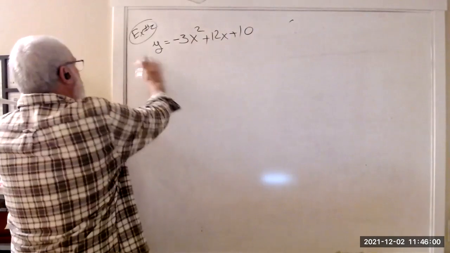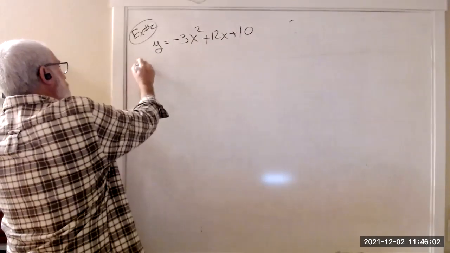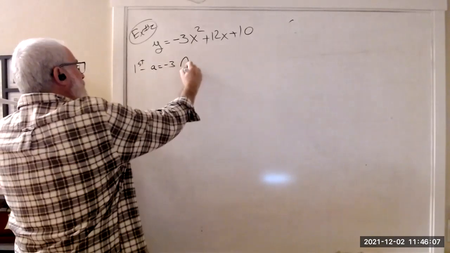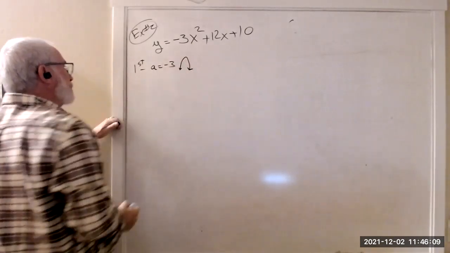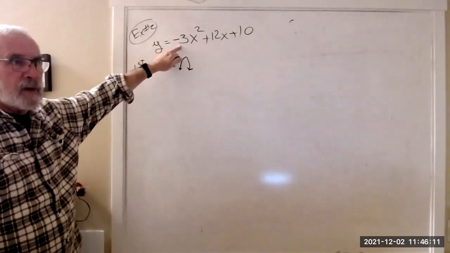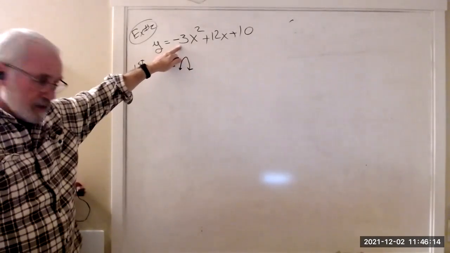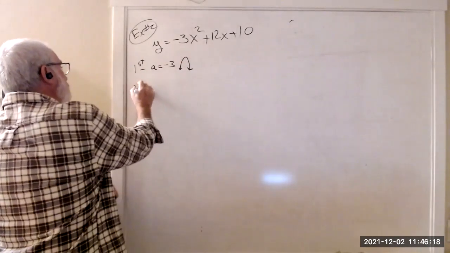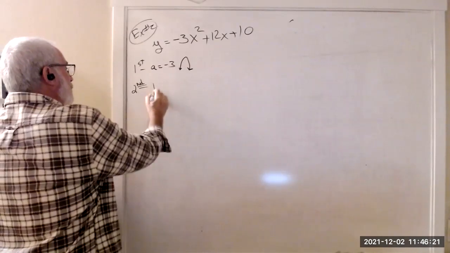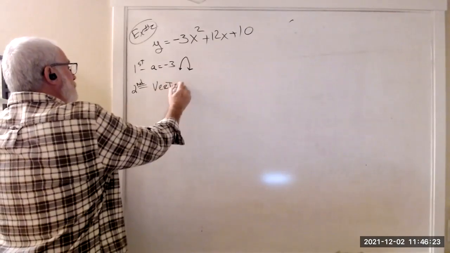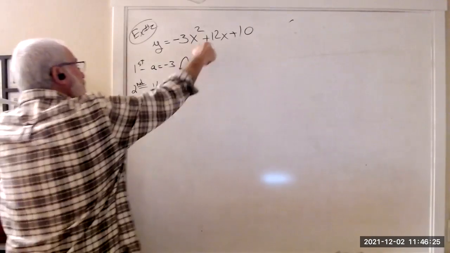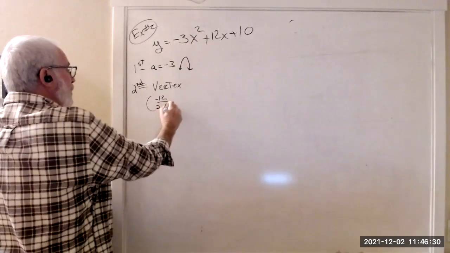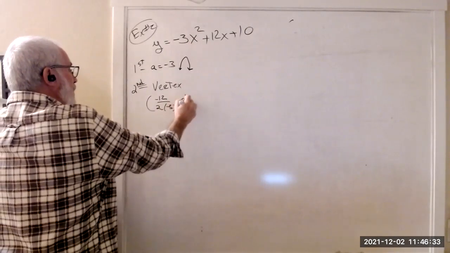The first thing I notice personally is that A is -3, which means this is going down. So my shape had better be going down. If it's not, I screwed up big time. Second thing I do is find the vertex. The vertex is -b over 2a, so it's -12 over 2 times -3, comma, plug it in.